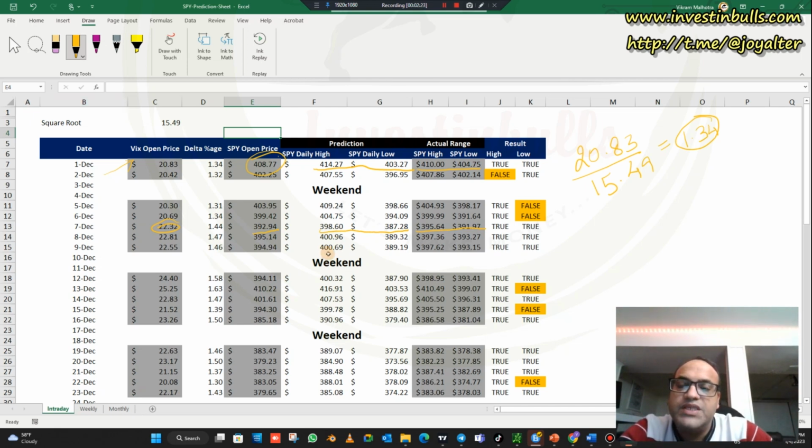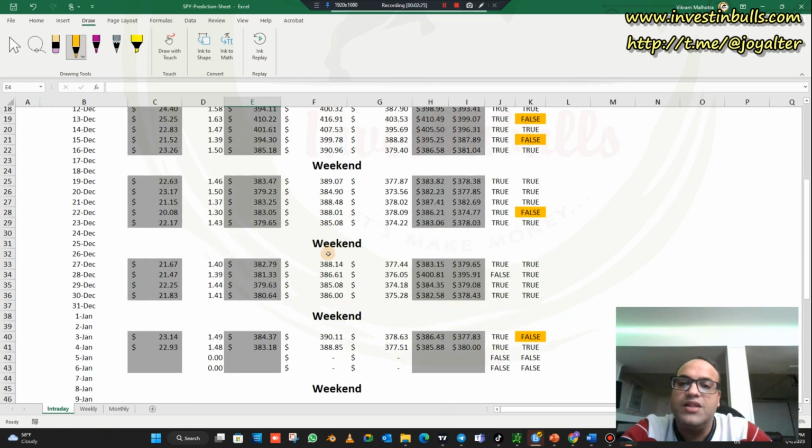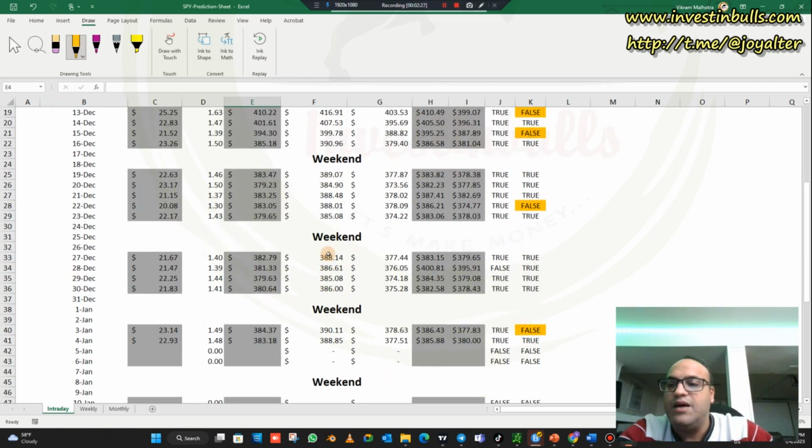So how do you use this strategy on the intraday? Let's take an example for today. Today is January 4th. VIX opened at 22.93 and S&P opened at 383.18. I know that at 9:30 a.m. itself, S&P can move in between 388.85 and 377.